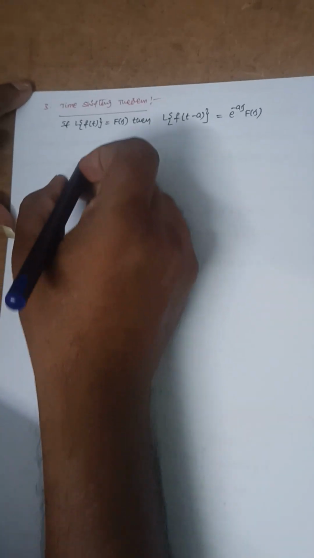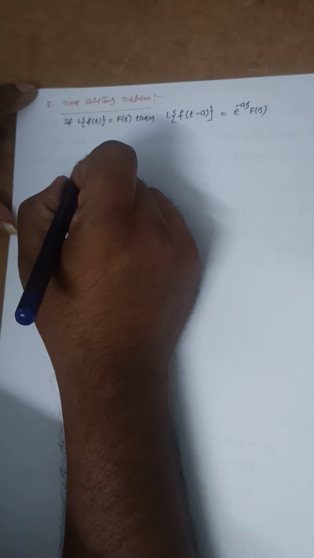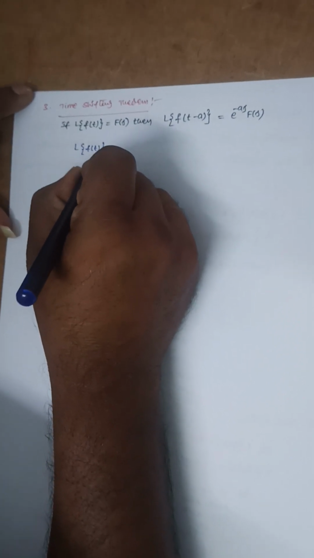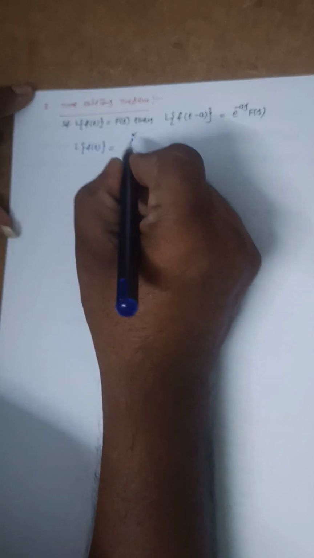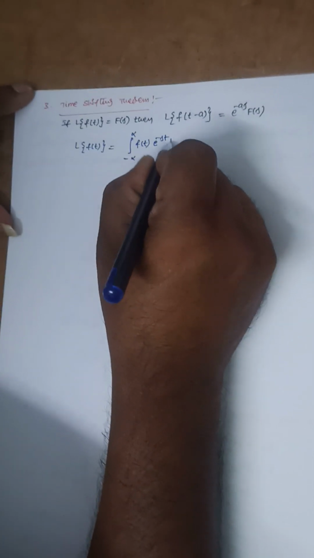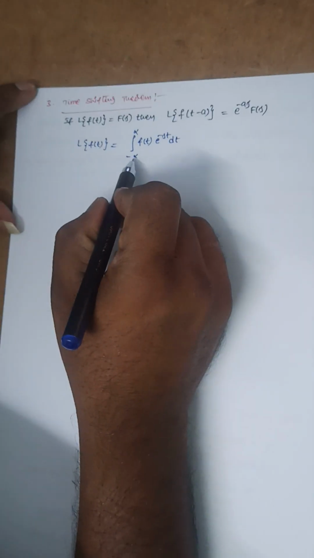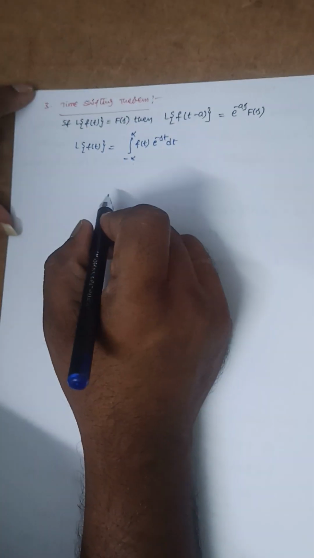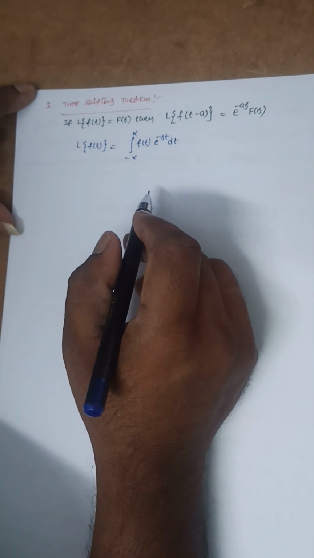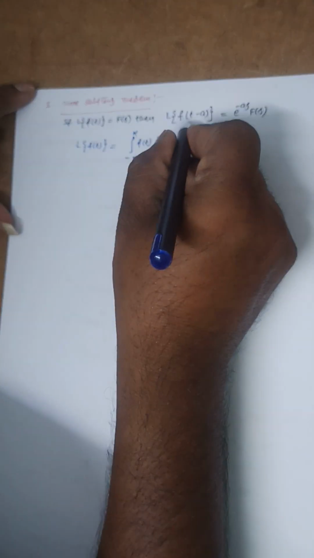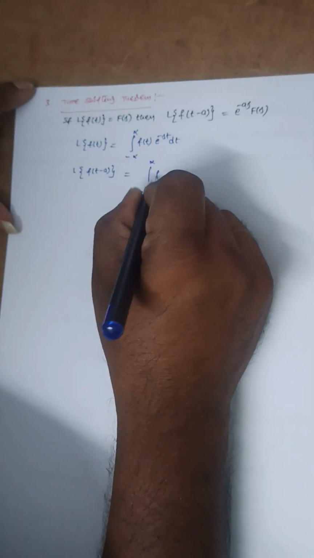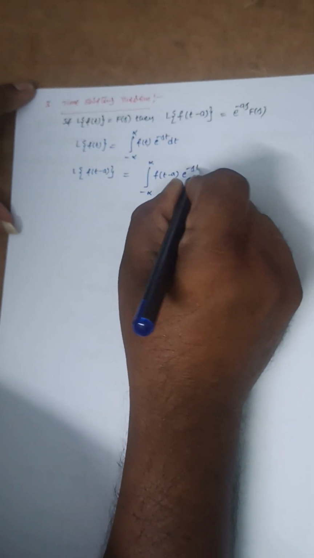To prove this, I am using the bilateral Laplace transform. What is meant by bilateral Laplace transform here is, Laplace transform of f of t is equal to integral minus infinity to infinity f of t e power minus st dt. For unilateral Laplace transform, it is from 0 to infinity. So I am using this bilateral Laplace transform to prove this time shifting theorem. Now let me write the Laplace transform of f of t minus a, which is integral minus infinity to infinity f of t minus a e power minus st dt.